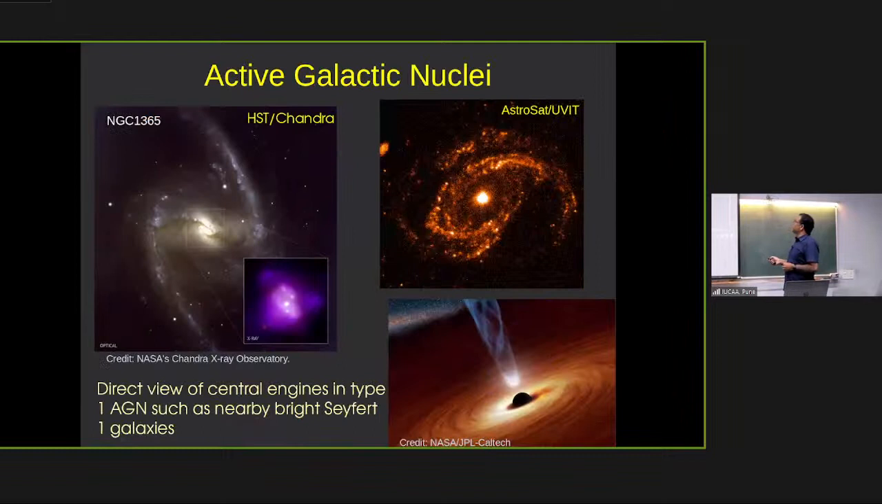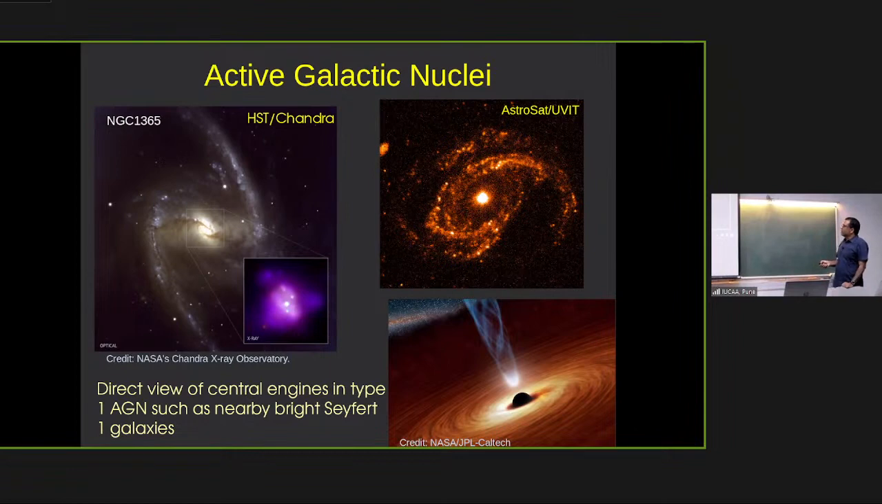Okay, so these are some examples of active galactic nuclei. This is NGC 1365, and this is the X-ray image of NGC 1365. It has a very bright nucleus embedded there with the dust and other things. You see it very bright. That's the active galactic nucleus. This is a supermassive black hole, accreting material.